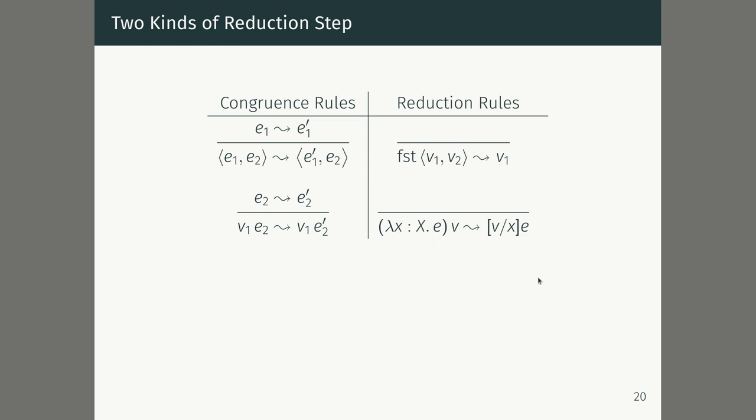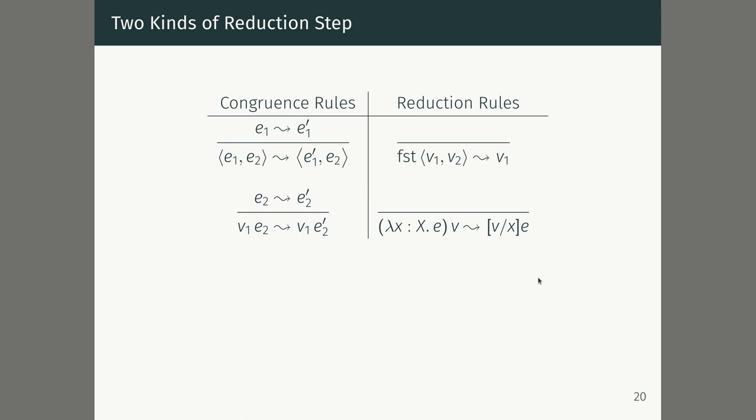The thing to notice is that when I was describing the reduction rules of the simply typed lambda calculus to you, there were two different kinds. One kind of evaluation rule was what you might call a congruence rule. So on the left-hand side, we had a whole bunch of rules of the form: if E1 steps to E1 prime, then E1, E2 will step to E1 prime, E2.